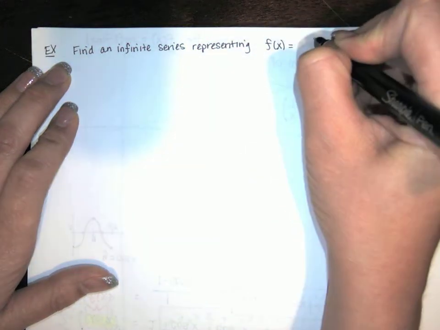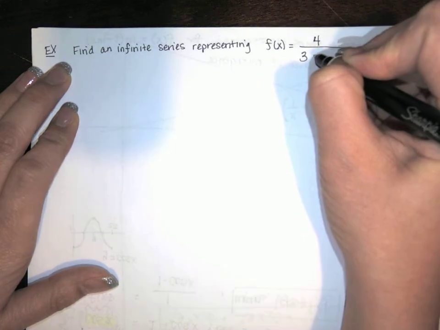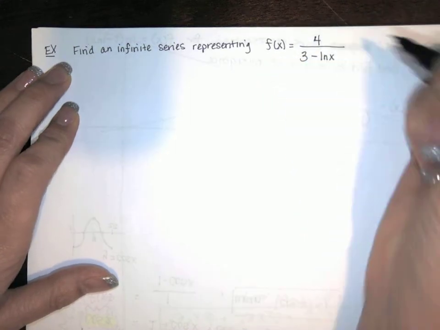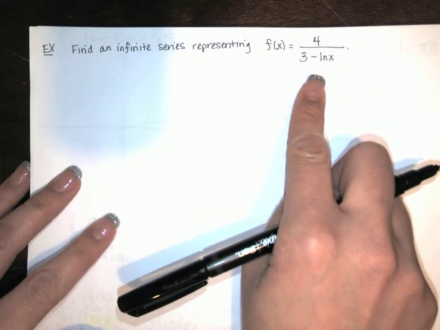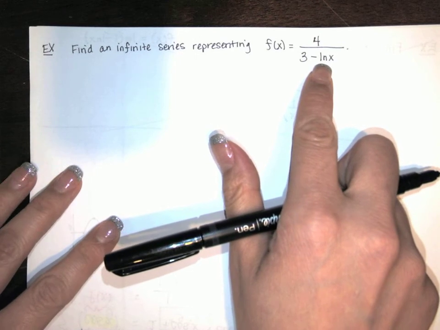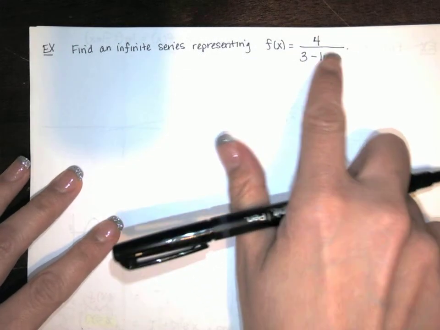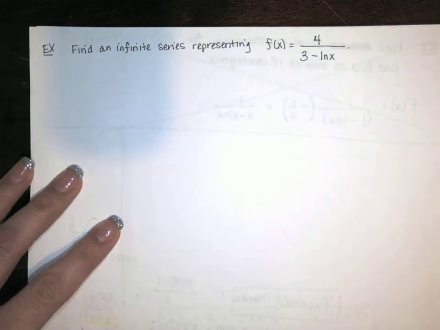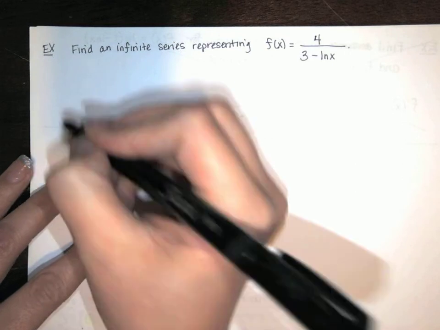F of x equals 4 over 3 minus natural log of x. Well, that actually looks a lot like a over 1 minus r, but r is not a constant times x minus a constant to some power like it has been in other problems. This time, the r of x is natural log of x. Well, that's fine. According to our theorem, natural log of x is continuous. So let's find a series representation for this.